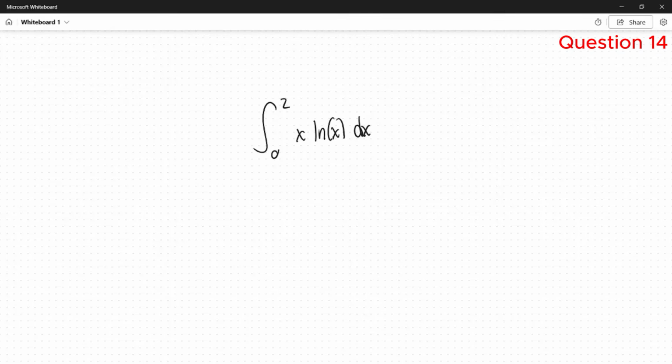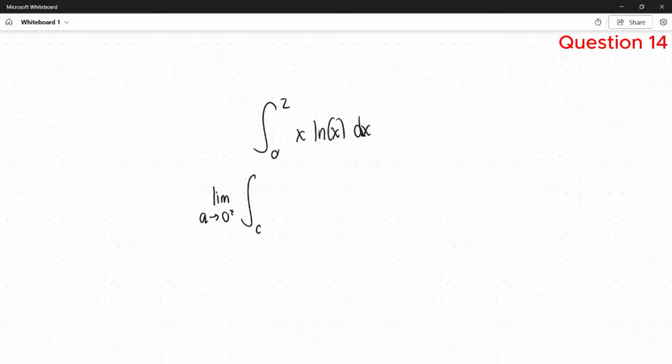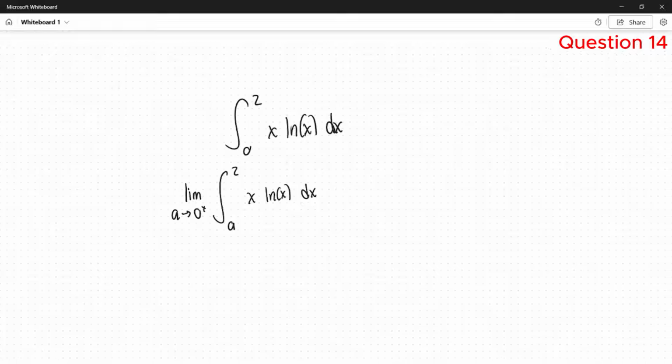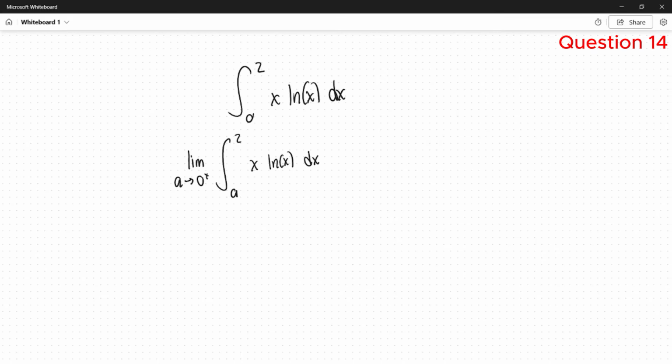The first thing we should ask is, what is the value at which this integral is undefined? And immediately we can see it's 0. ln of 0 is undefined. So what do we do? We replace that with a new variable, we'll call this a, and take the limit instead. It'll be the limit as a approaches 0 from the right side only, the integral from a to 2 of x ln x dx, and this problem simply becomes integration by parts.